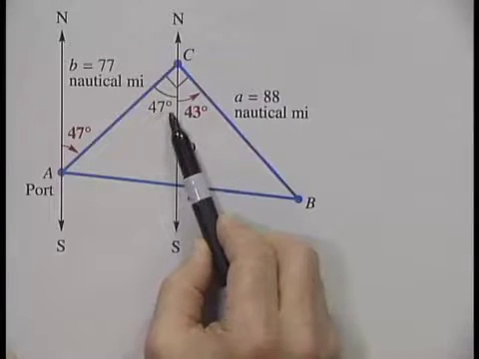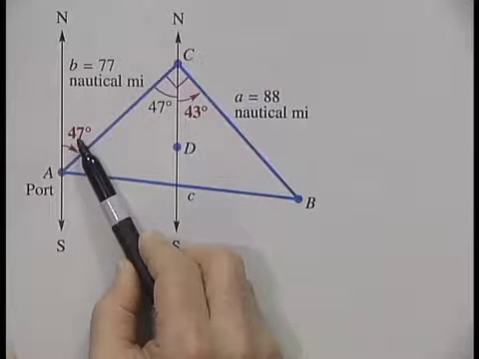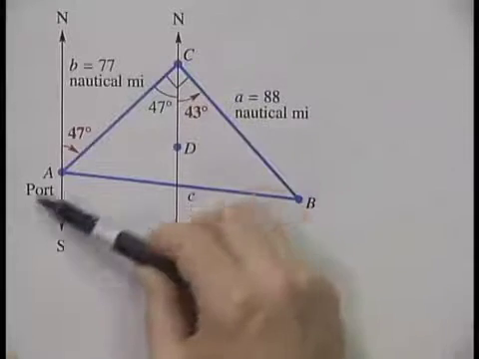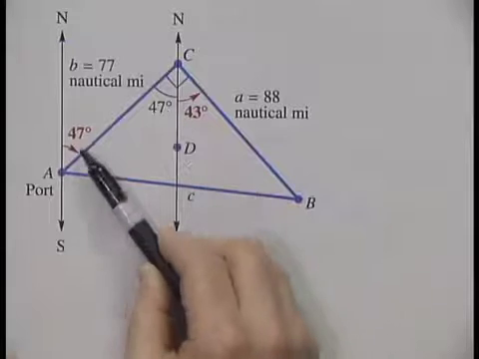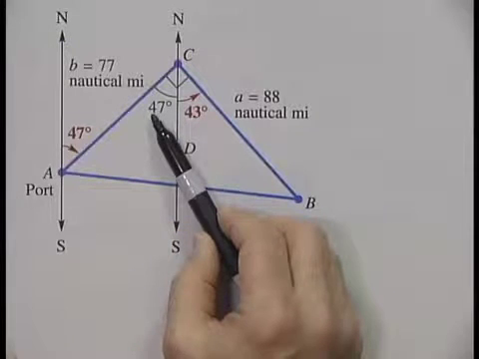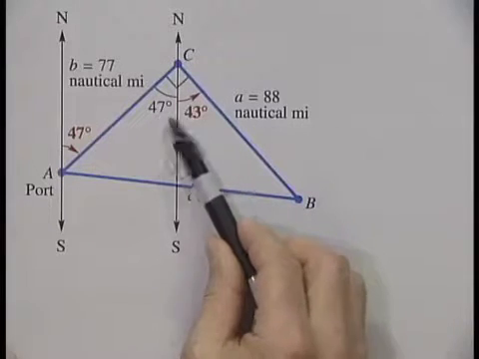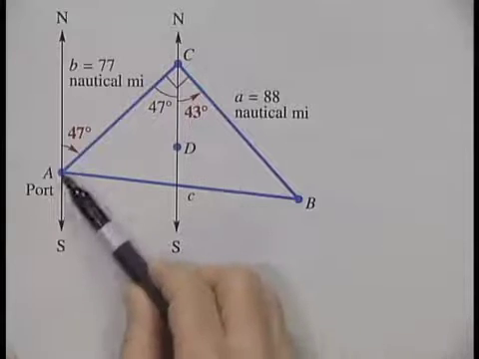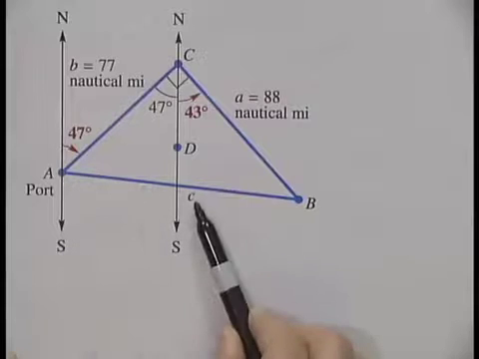Well, this angle of 47 we can get from the original bearing of 47 degrees because we have parallel lines here that are cut by a transversal, and so the alternating interior angles are equal, 47 and 47. Adding these together, we now see it creates a right angle, 90 degrees. So we're now dealing with a right triangle here, where these are the two legs, and this is the hypotenuse, which we've labeled as little c.